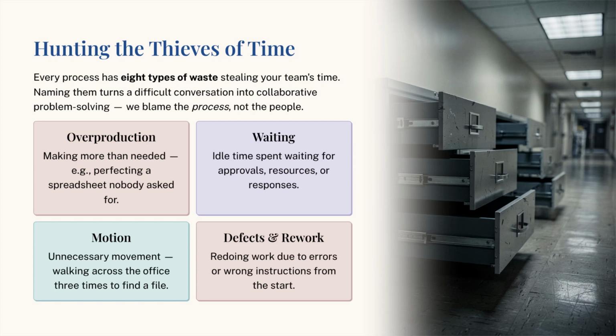When we map our process, we label every single step with one of these types of waste. By giving them names, we can have a productive conversation about how to eliminate them. We aren't blaming people. We are blaming the process.